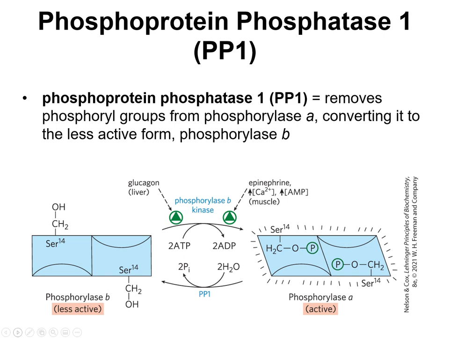Once that happens and you need to turn the signal off, then we go to a protein called phosphoprotein phosphatase 1, PP1. And what it does is it removes the phosphoryl groups from those serine residues on the phosphorylase A and returns it to the less active form, phosphorylase B. So that turns off the activity.